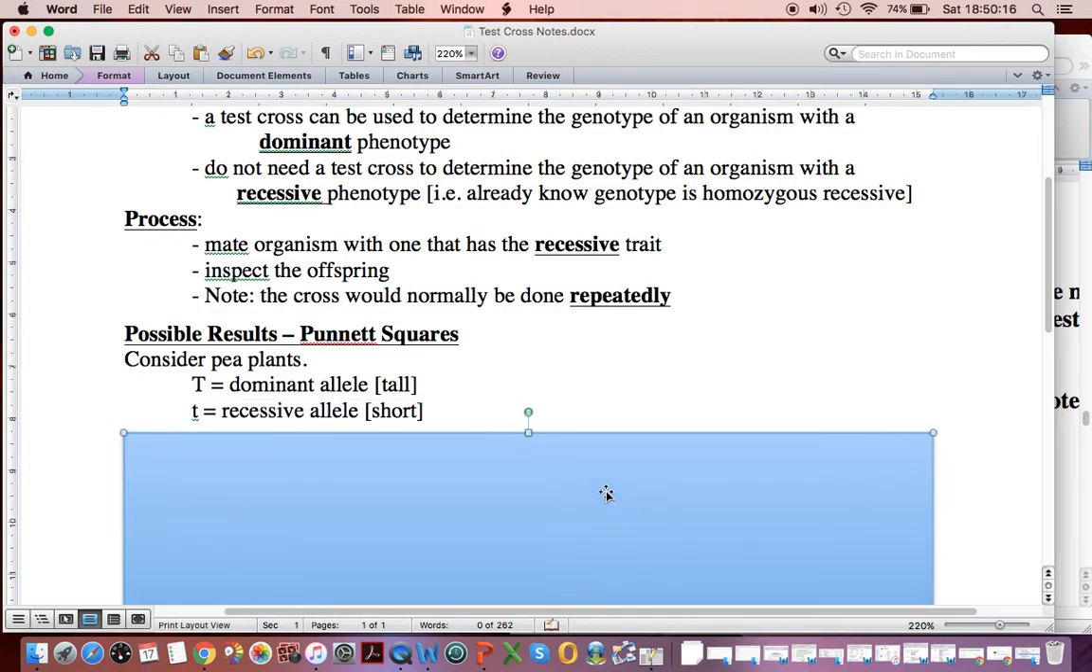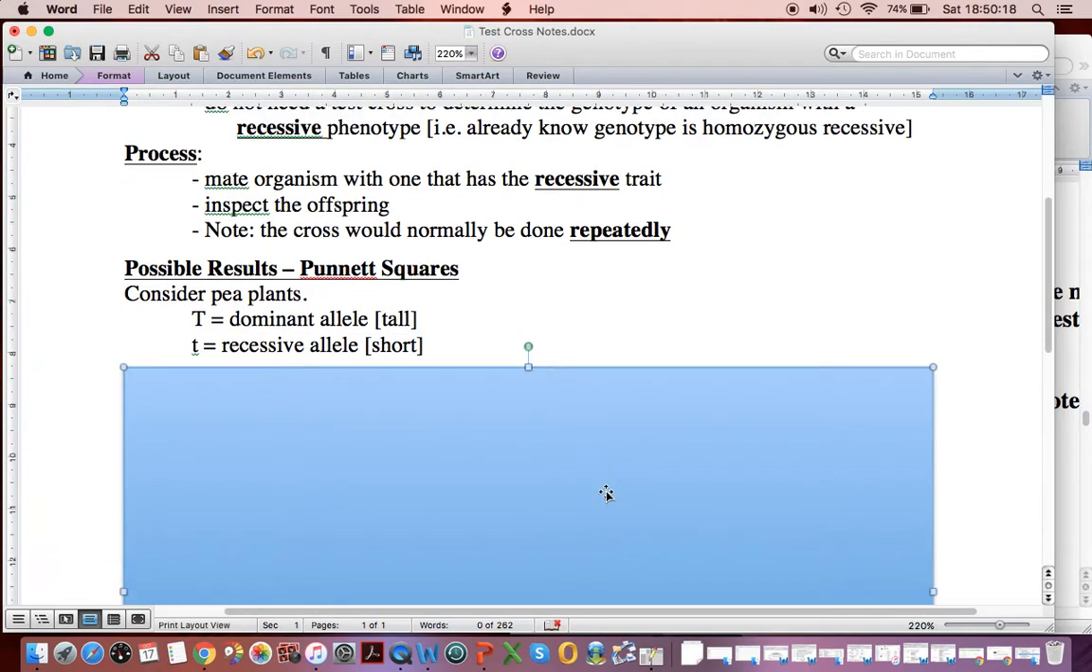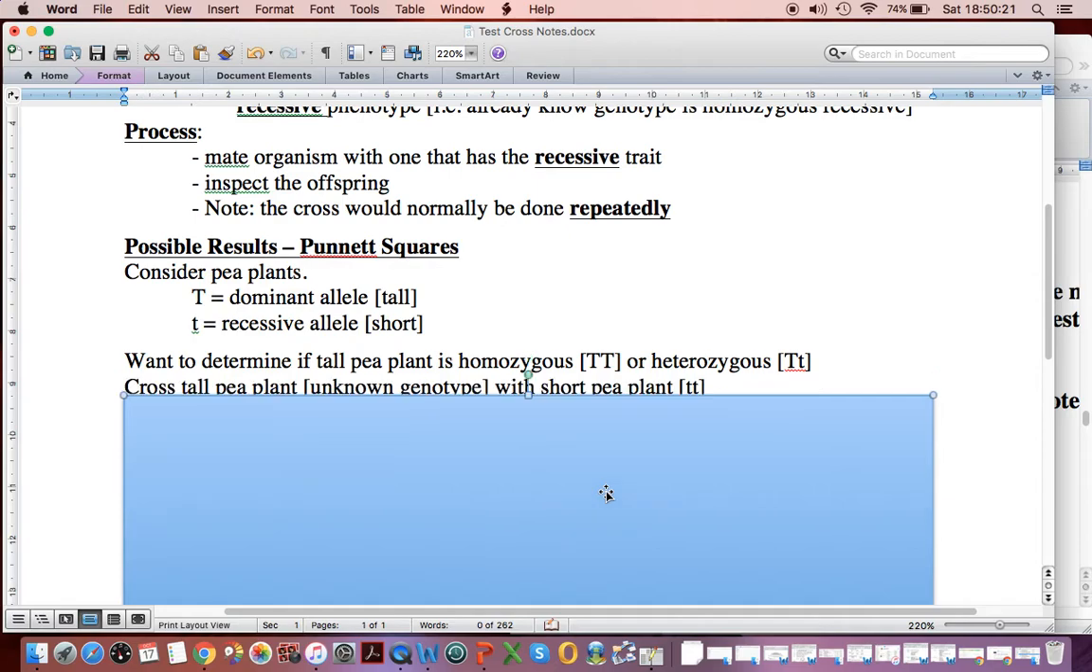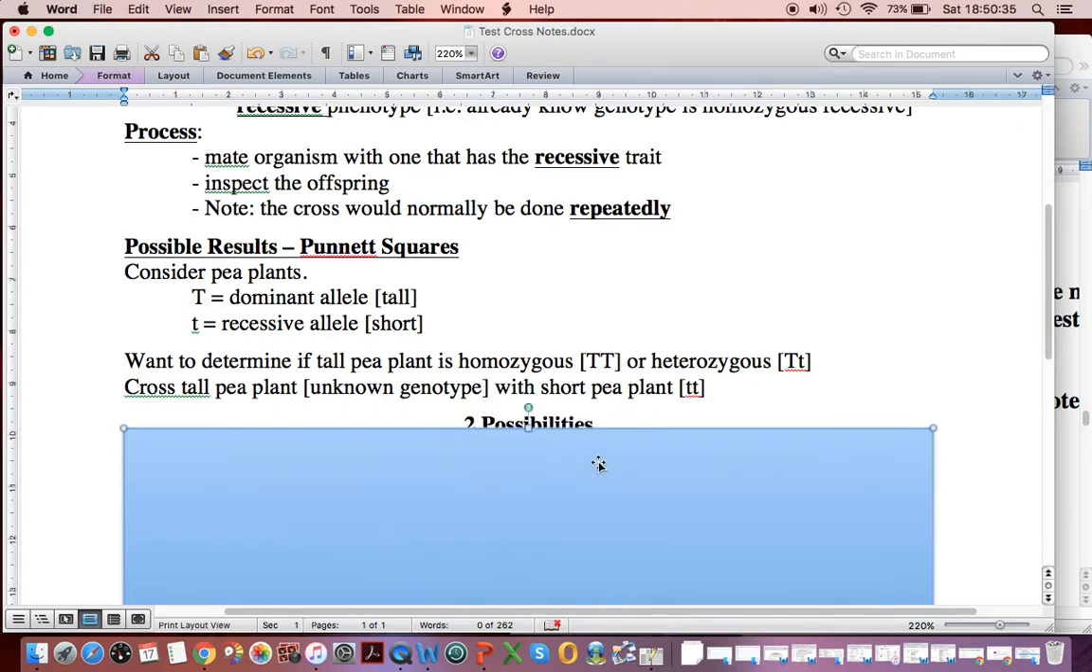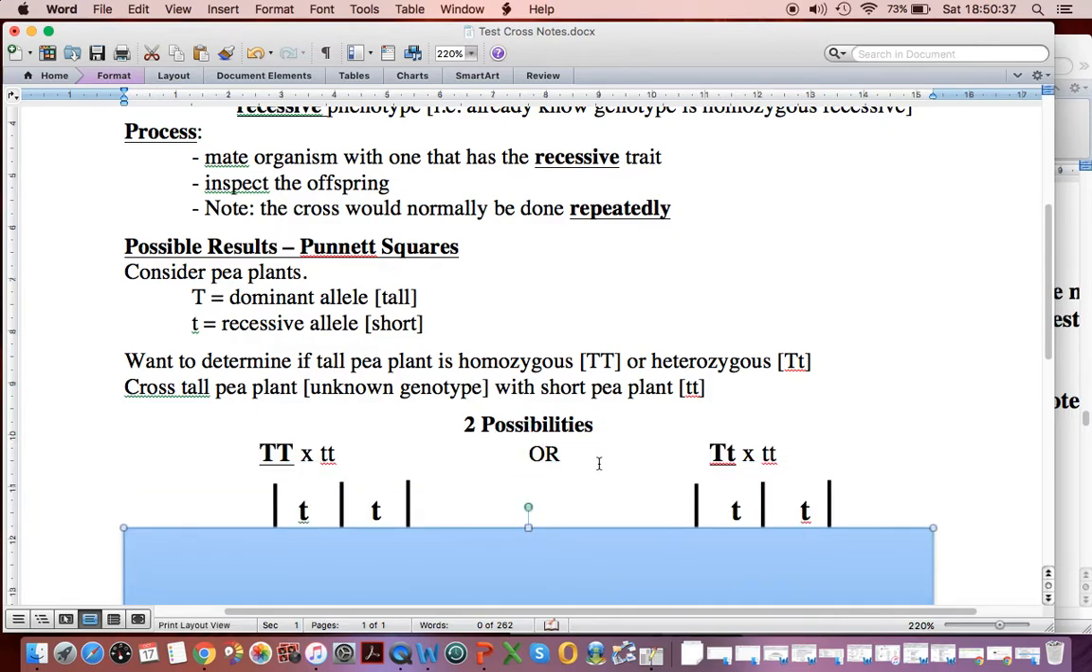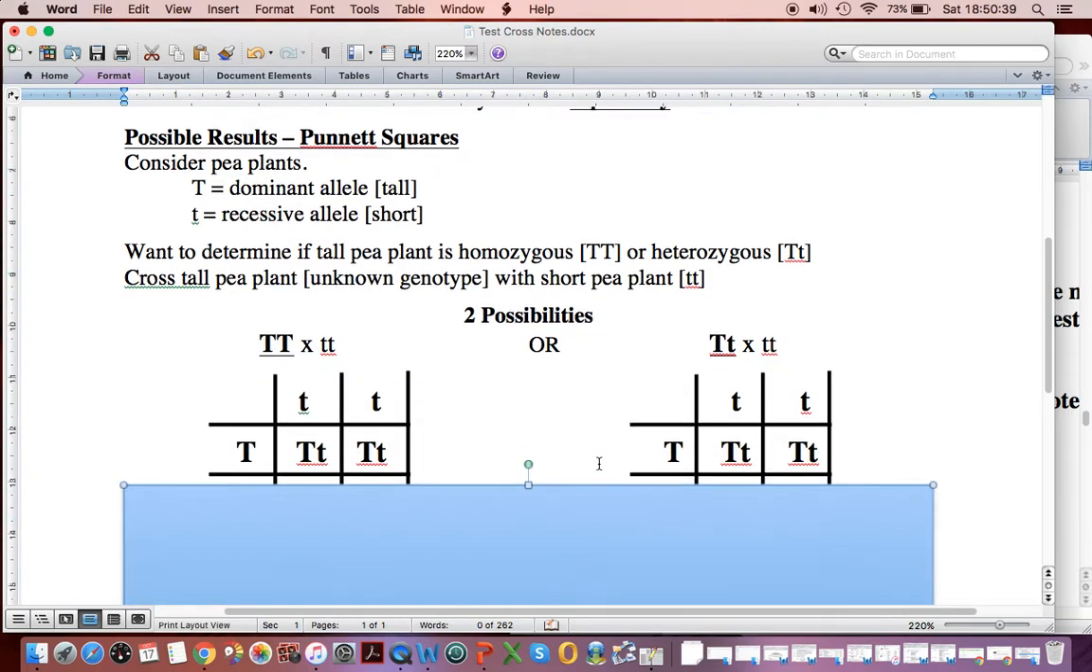So we're going to go simple with pea plants, tall and short. So we want to determine, is it homozygous dominant, capital T, or heterozygous, capital T, small t. So that means we would cross the tall pea plant with a short pea plant. Well, there's two possible outcomes, well, two possible crosses, I should say.